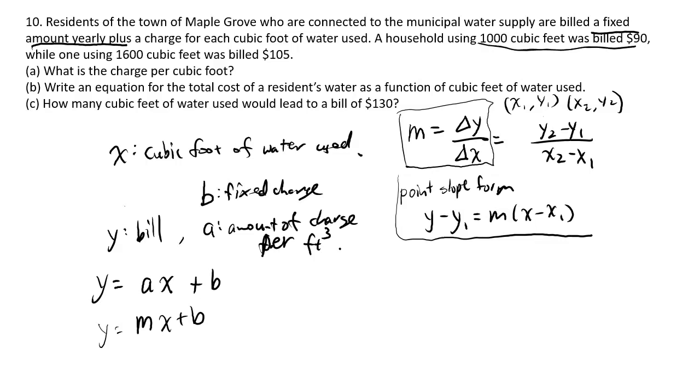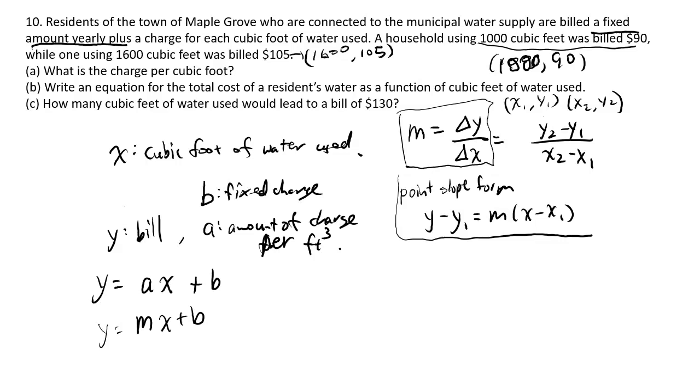So this information can be encoded as 1,000, 90. And then 1,600 is 105, so that can be encoded as 1,600, 105. So you're given 2 points on the graph, and using the slope formula and point slope form, you can figure out the function. Once you solve that and simplify, you can figure out what the function is. Okay. And once you have the function, then all of these questions are very straightforward. Okay, so let's try that.